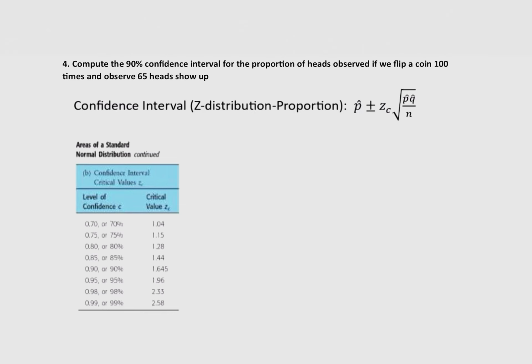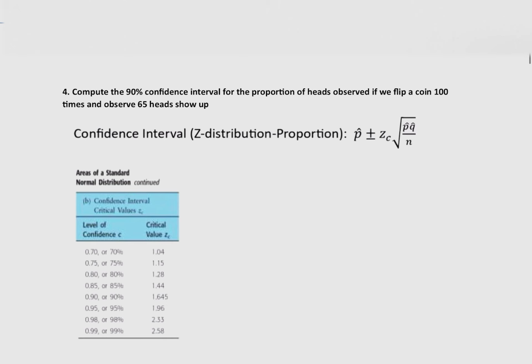So here, just analyzing the problem itself, we're given a confidence interval. This 90% is our confidence level. And it's telling us that we're working with proportion. So immediately do not look at the problems that are going to have the mean included in them, because we're not going to be given that. Okay?